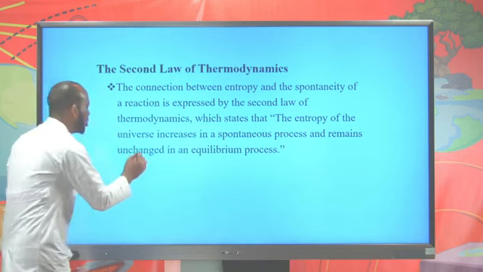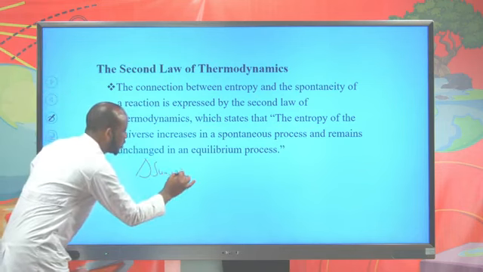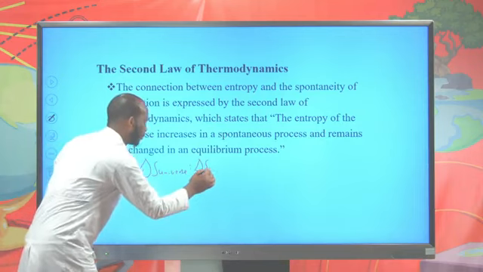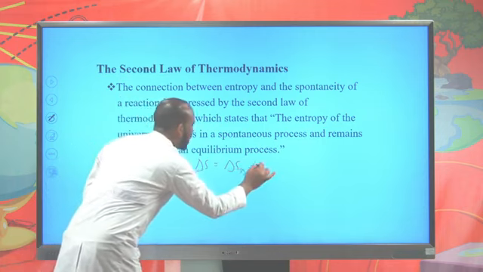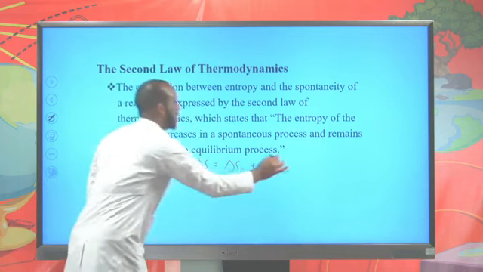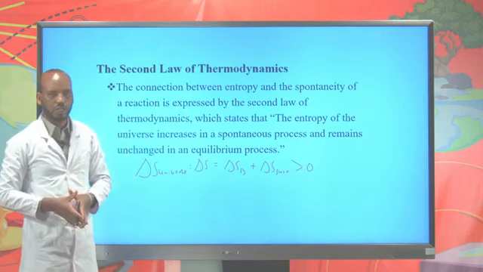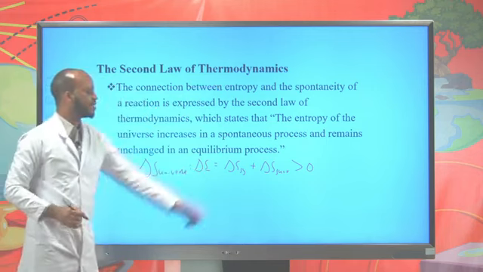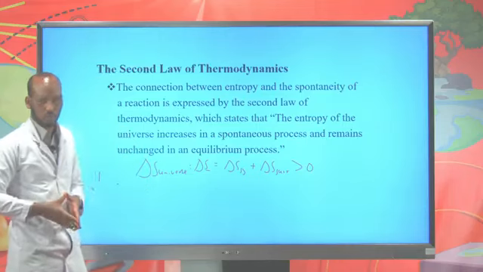That means change in entropy of the universe, delta S of the universe, equals change in total entropy, equals change in entropy of the system plus change in entropy of the surroundings, greater than 0. According to the second law of thermodynamics, if total entropy change is greater than 0, then the process is spontaneous.